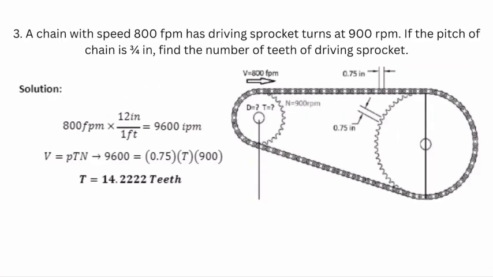For number 3, a chain with speed of 800 feet per minute has a driving sprocket that turns at 900 rpm. If the pitch of the chain is 3/4 inch, find the number of teeth of the driving sprocket. Using the same formula as number 1, the number of teeth is 14.22 teeth.